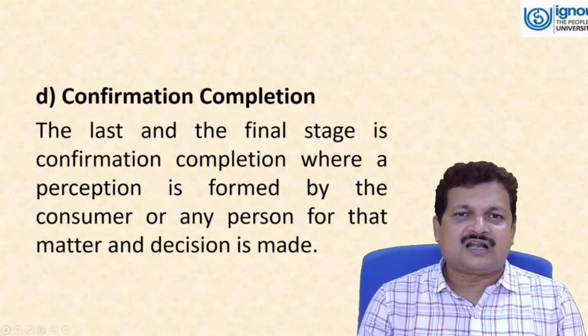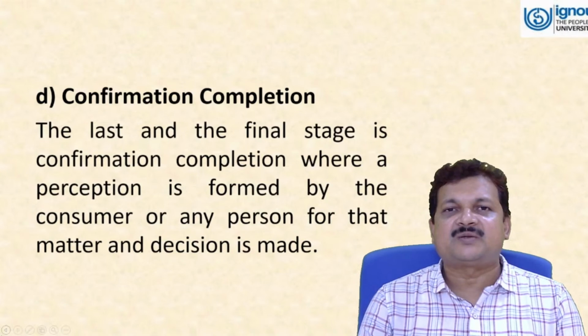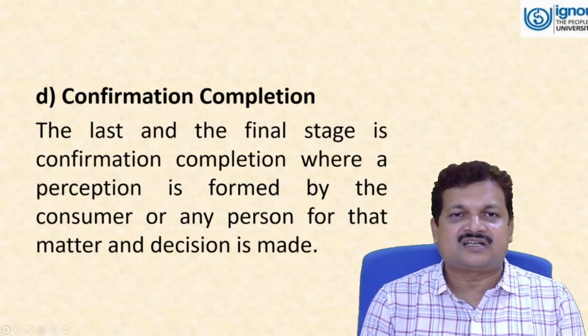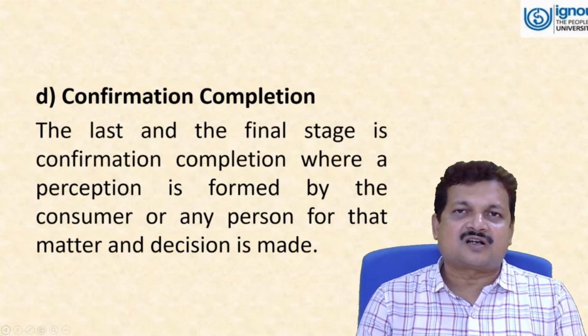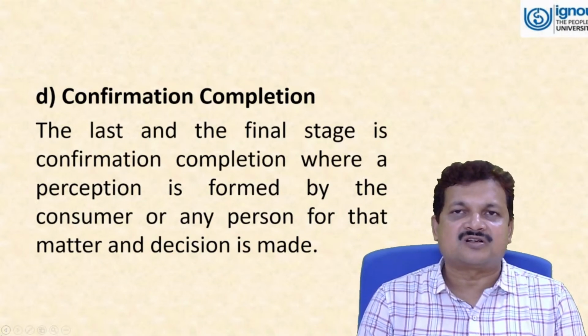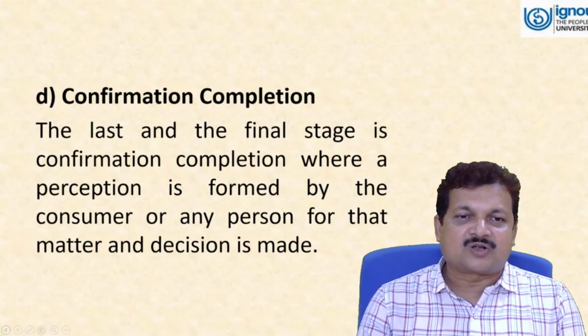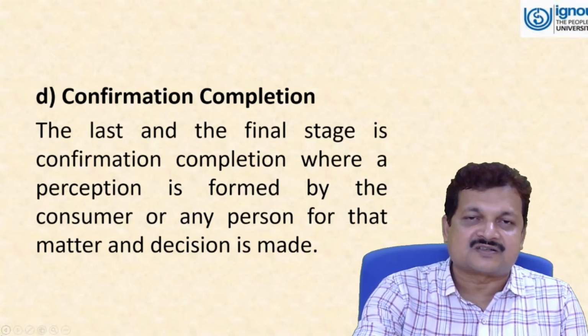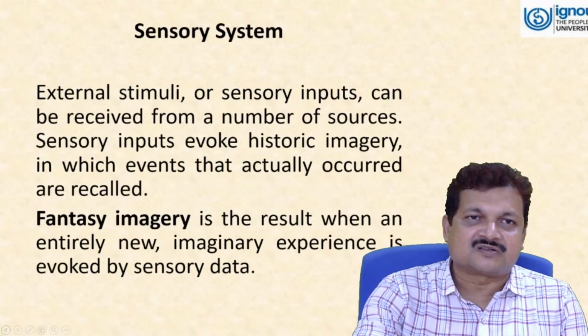Confirmation completion is the last and final stage. When you are confirming, you have to see each and every attribute of what you have selected, whether it is really giving you certain weightage or not. If it is not giving, then you are not confirmed and you are not interested in selecting that particular thing. So that is mostly confirmation, selection, and confirmation completion.